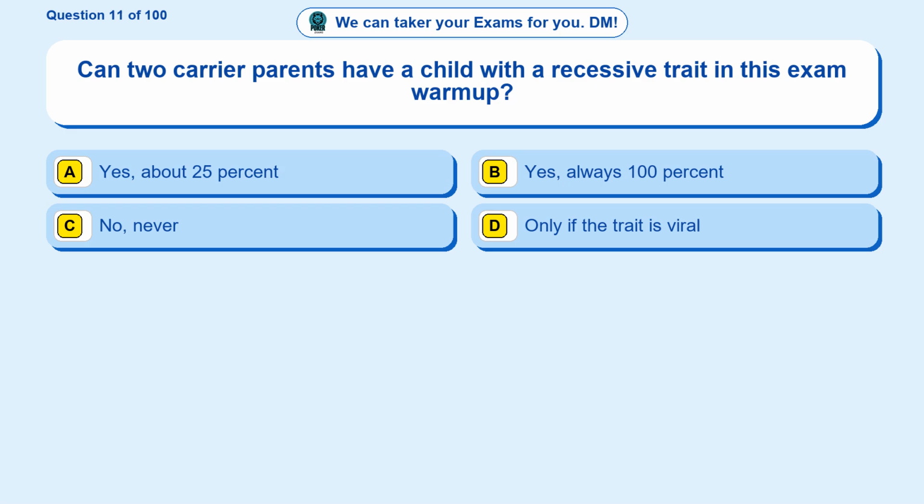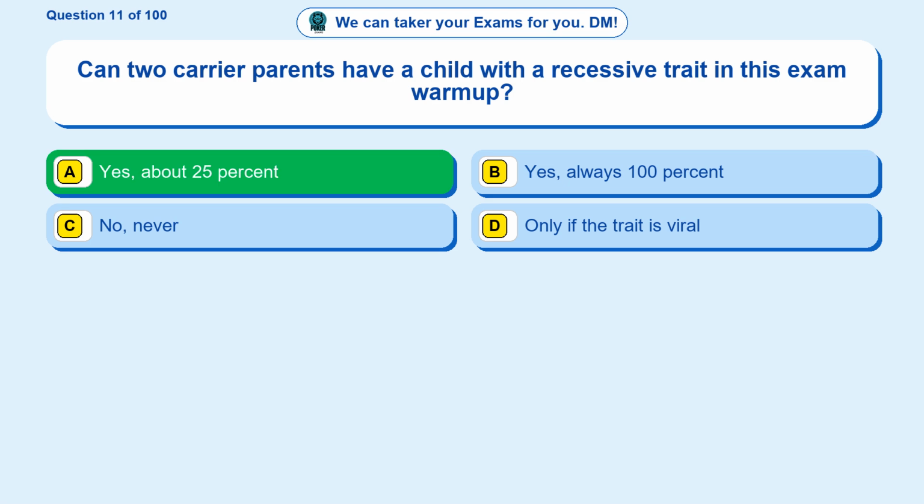Question 11. Can two carrier parents have a child with a recessive trait in this exam warm-up? Option A. Yes, about 25%. Option B. Yes, always 100%. Option C. No, never. Option D. Only if the trait is viral. The correct answer is option A.